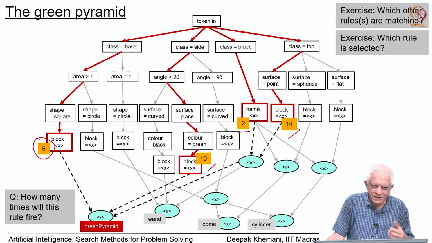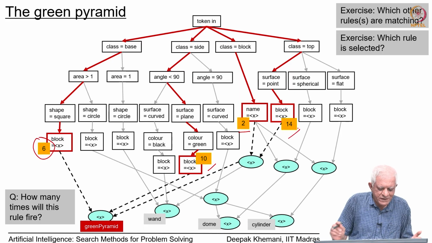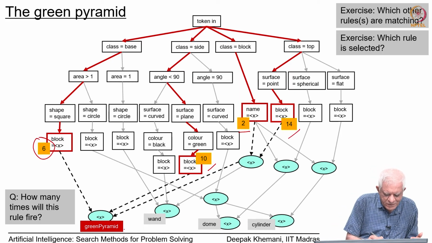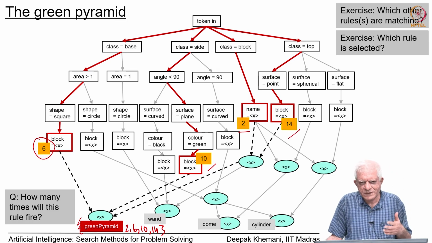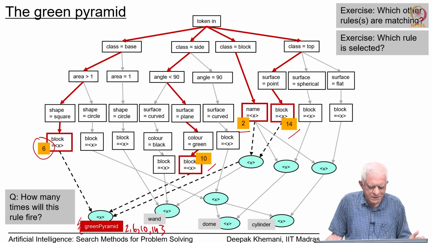then the green pyramid rule will be activated. It will go into the conflict set, saying that this rule with the data 2, 6, 10 and 14 has gone into the conflict set. Now, remember that there might be more than one green pyramid in the system. Some block number 15 may be a green pyramid, in which case another instance of the green pyramid rule would come into play here. So, what you are looking at here is a rule with the matching data here.